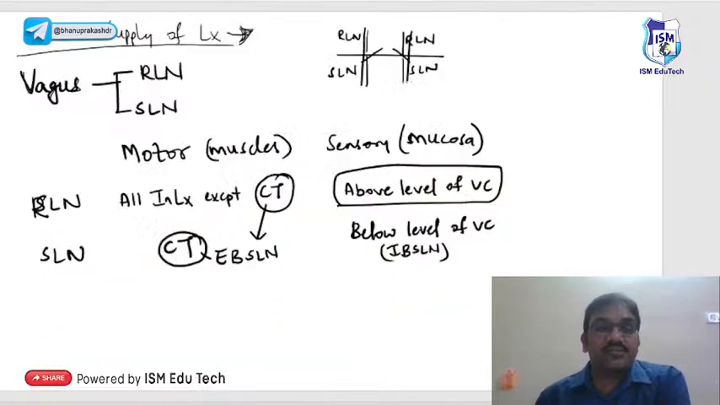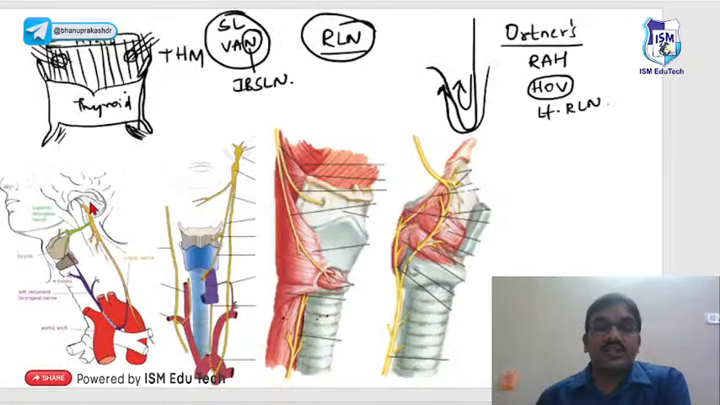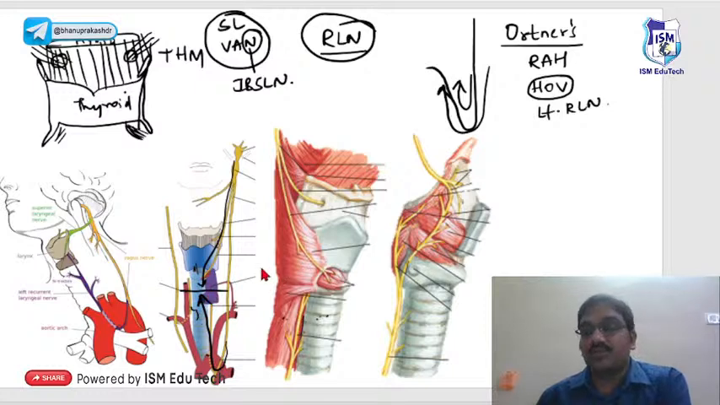Okay, clear? I think I have made a mistake here. RLN will supply below and SLN will supply above, because you can see here, the SLN is coming from above and it will be supplying the above part. The RLN will be coming from below and it will be supplying the below part. Above and below. I'm sorry. Right. So, coming to the next part.